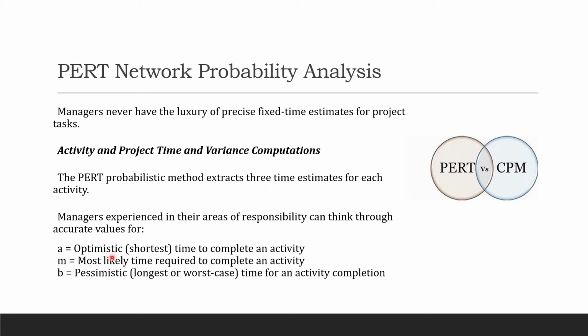So again, we're going to go back to optimistic, which is your shortest time to complete an activity. Then you have most likely, which we code as M, the time required to complete an activity, and we have B for bad. Pessimistic is your negative thing, so that's your longest, right? It's negative because you're taking a long time to complete a project, so that's why we call it pessimistic. Longest or worst case scenario.